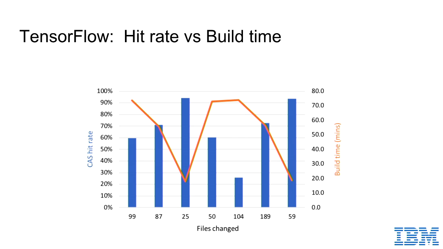On the bottom line, the x-axis shows the number of files that changed between each build. So for instance, the first line means that 99 files changed. This gives us an observation on how sensitive the cache is versus the build in TensorFlow. TensorFlow has about 13,000 files, so 99 files is about 0.7% of that repo. We saw that just that small change caused a 40% drop in the action cache.